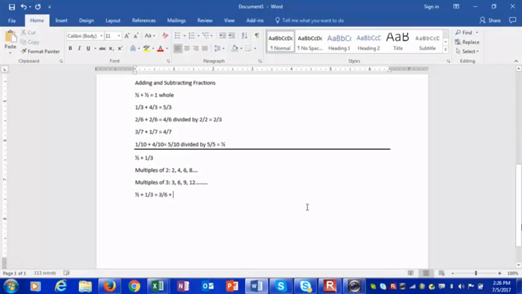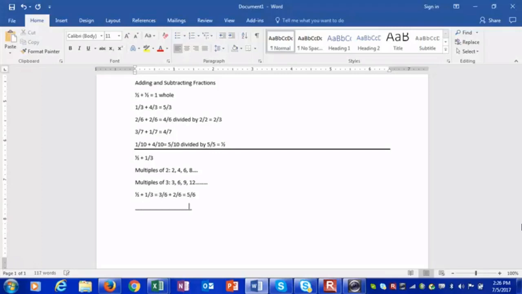Okay? Plus, we'll have a 6 in our denominator for the 1/3. So 3 goes into 6 how many times? 2. 1 times 2 is 2. So we have 2 over 6. Just to recap, 3 goes into 6 2 times. 1 times 2 is just 2. So 3/6 plus 2/6. 3 plus 2 is 5 over 6. Okay? All right, let's keep going.